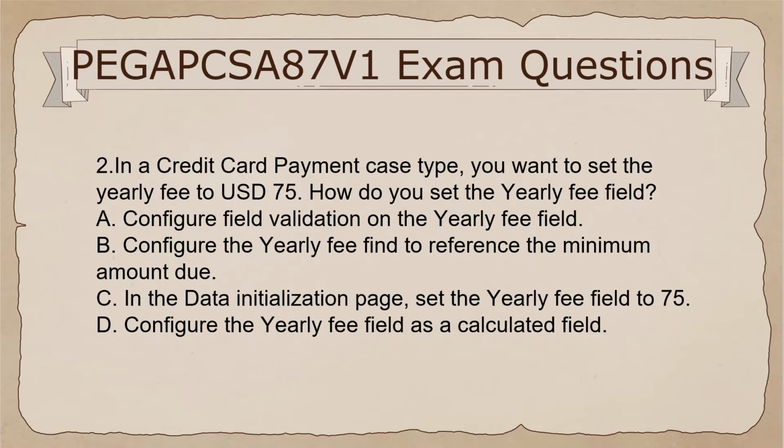2. In a credit card payment case type, you want to set the yearly fee to $75. How do you set the yearly fee field? A. Configure field validation on the yearly fee field. B. Configure the yearly fee field to reference the minimum amount due. C. In the data initialization page, set the yearly fee field to 75. D. Configure the yearly fee field as a calculated field.